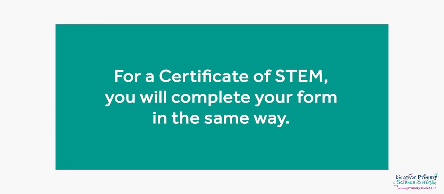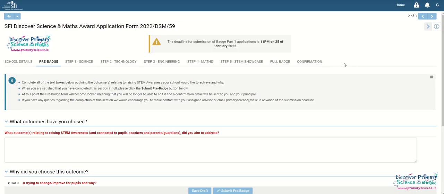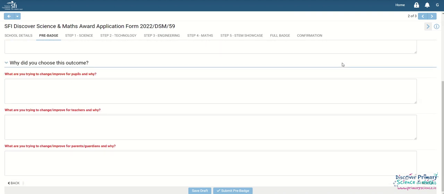If you are completing a certificate of STEM, you will fill out your form in exactly the same way. If you are completing the Badge of Excellence, you will fill each step out alongside the pre-badge section and the full badge form. The pre-badge form can be seen here. You can input your outcomes and reasons for your chosen outcomes here. When you are ready to submit this, you can click the Submit Pre-Badge button at the bottom of the screen.